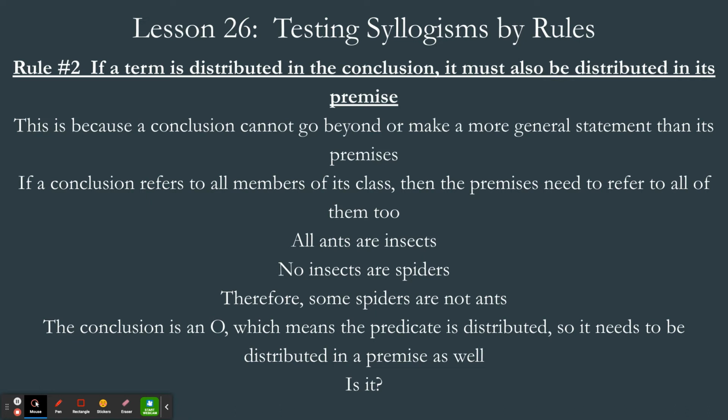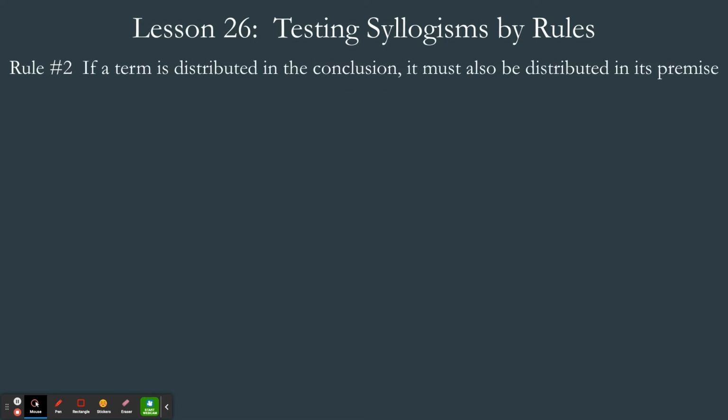And really what you can do is test the first two, and then do rules number 3 through 5 combined. So test: is the middle term distributed in one of them? Is the distributed term in the conclusion distributed in the premise? And then look at the number of negative premises. So you can really combine this down into 3 rules. So this syllogism passes rule number 2.